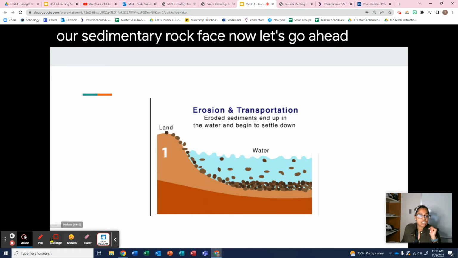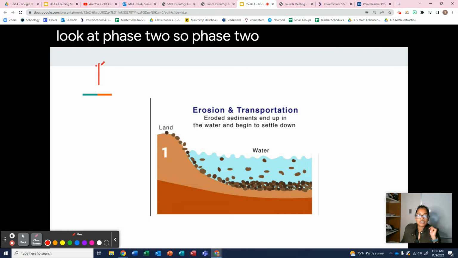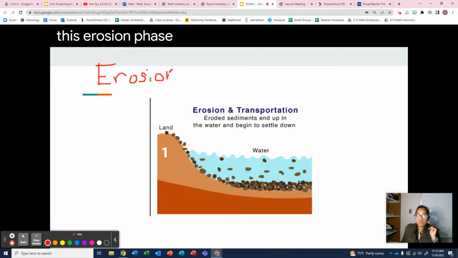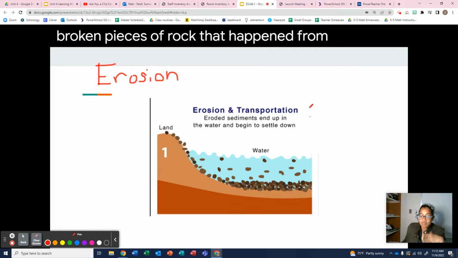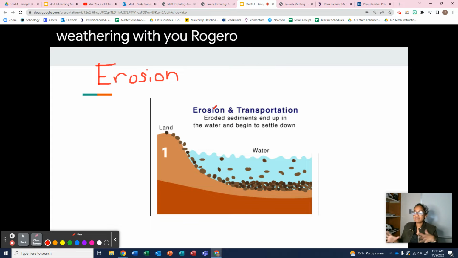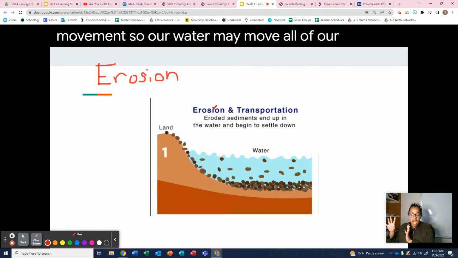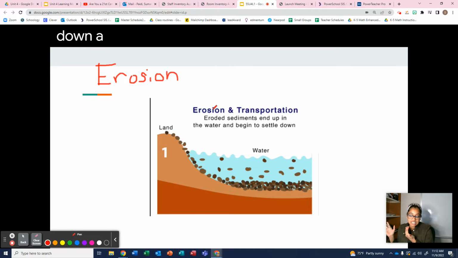Now, let's go ahead and look at phase 2. Phase 2 is called erosion. Some people like to put erosion and transport together, but we're going to just call this the erosion phase. The sediments are our broken pieces of rock that come from weathering. Erosion is basically movement. So our water may move all of our rocks down a river, for example.